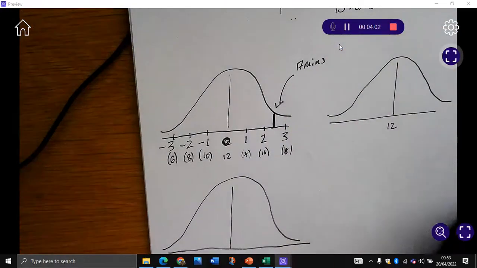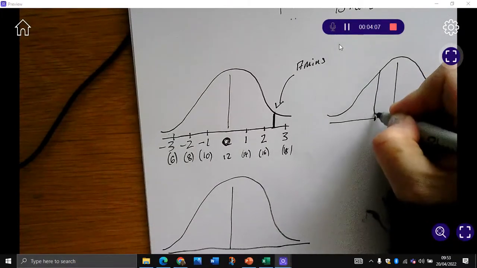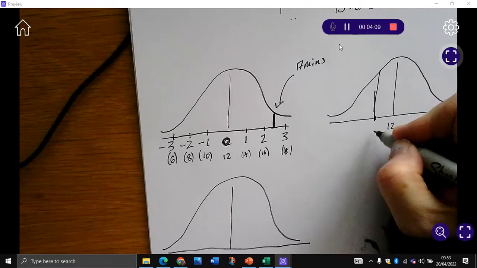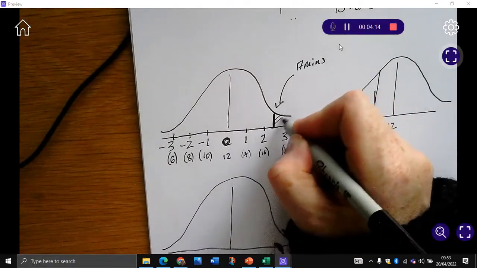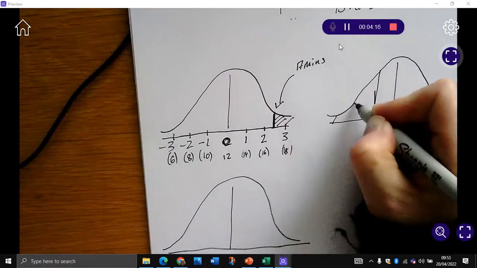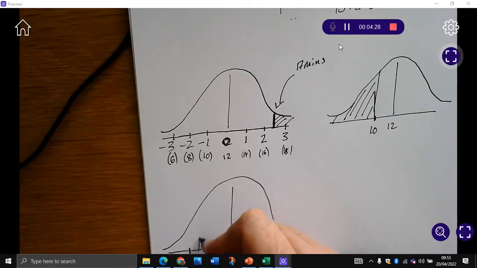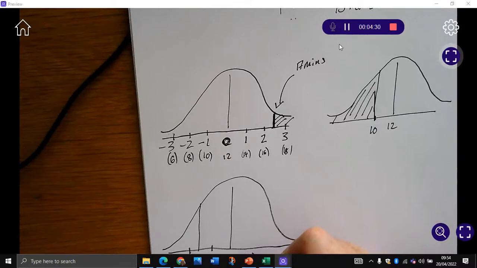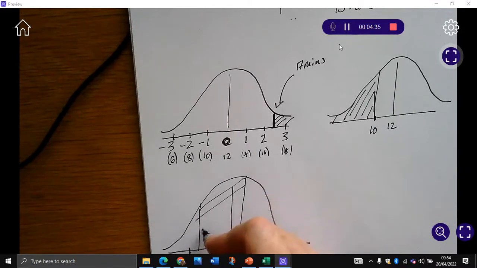What's the next question? Less than 10 minutes. That's actually bang on here. So less than 10. So greater than 17, less than 10, and then between 9 and 13. So there's 1 standard deviation, there's 2 standard deviations, so 9, there's 1 standard deviation, and 13. So it's this bit in there.